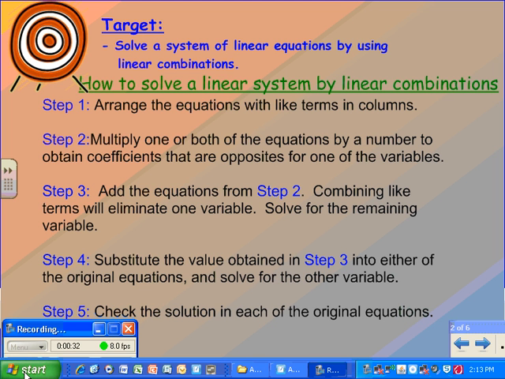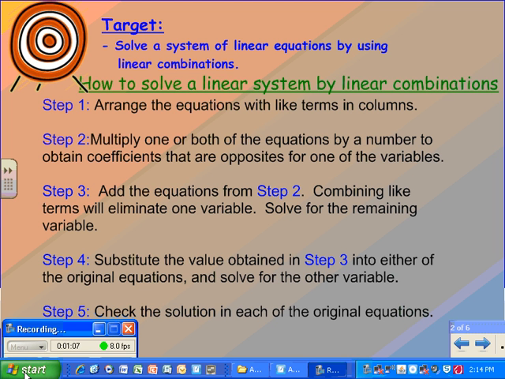So how we solve a linear system by using the linear combinations method is, first of all, we have to make sure that the equations have their like terms in columns. That's very important so that we are able to eliminate one or the other of the variables. Then we have to multiply one or both of the equations by a number to get the coefficients that are opposites for one of the variables. Today, we're going to concentrate just on multiplying one of the equations by a number, and tomorrow, in the next lesson, we'll multiply both of the equations by a number.